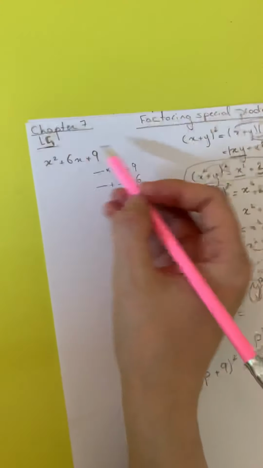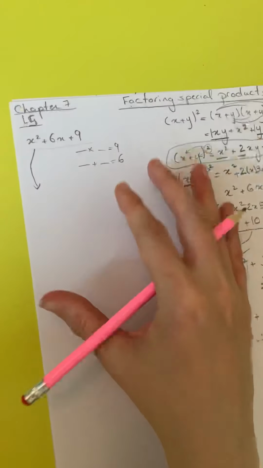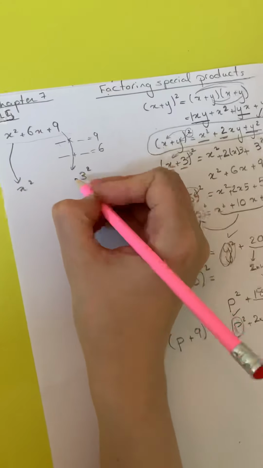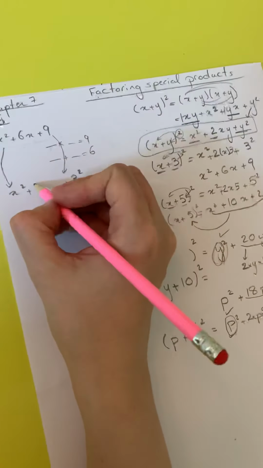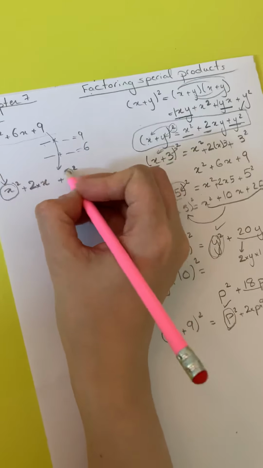This one, if you go back to this one, if you want to factor it in the faster way, you say x power 2 and 9 is 3 power 2 and 6x, can I write it as 2 times x times 3? Yes, because 6 is 2 times 3. So I open a parenthesis and I write x plus 3 and the power 2 outside. So this one, the answer is this one. And we call this perfect square.